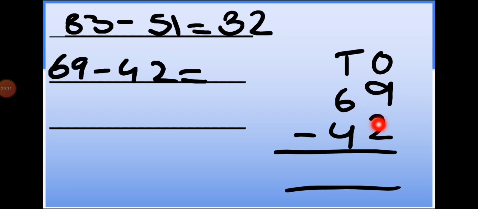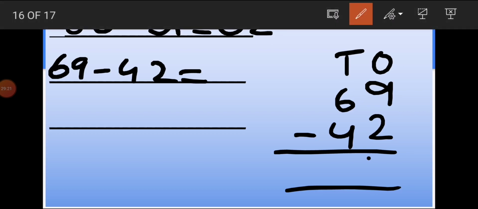So I'm putting 2 in my mind, now I'm counting on till 9. 2 in my mind, now I'm counting on 3, 4, 5, 6, 7, 8, 9. Stop. How many numbers I've counted? I have counted 7 numbers. So when we cut 2 from 9, we get 7.